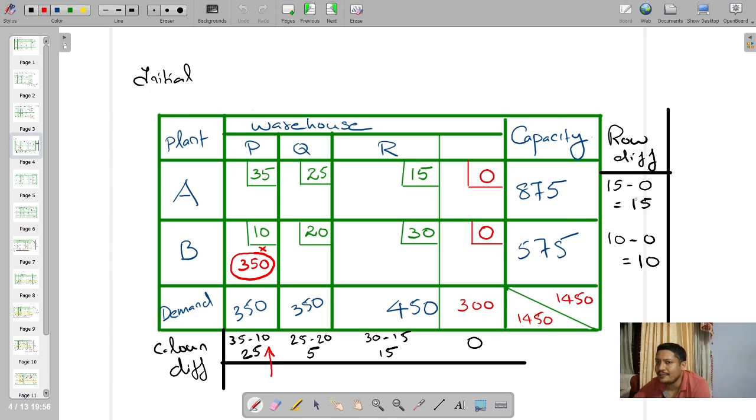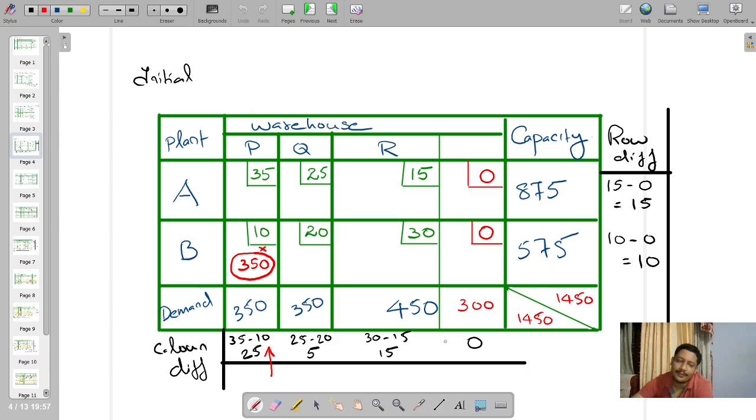For finding the initial solution by using Vogel's approximation method, we know that we need to calculate the row difference and the column difference. We consider the difference between the two lowest cost elements. Row-wise, 15 and 0, so it will be 15 minus 0. Here it is 0 and 10, so it will be 10 minus 0. And similarly the column difference. Column difference is 10 and 35. Next is between 20 and 25, that is written here. Next is 30 and 15, so that value is also written here. Next is 0 and 0.